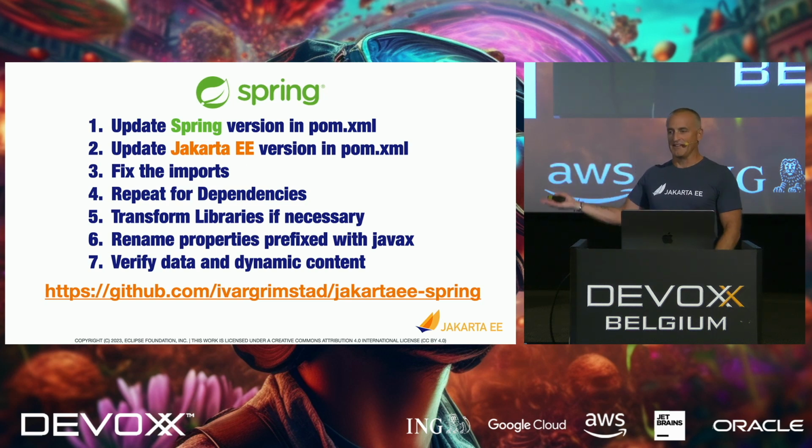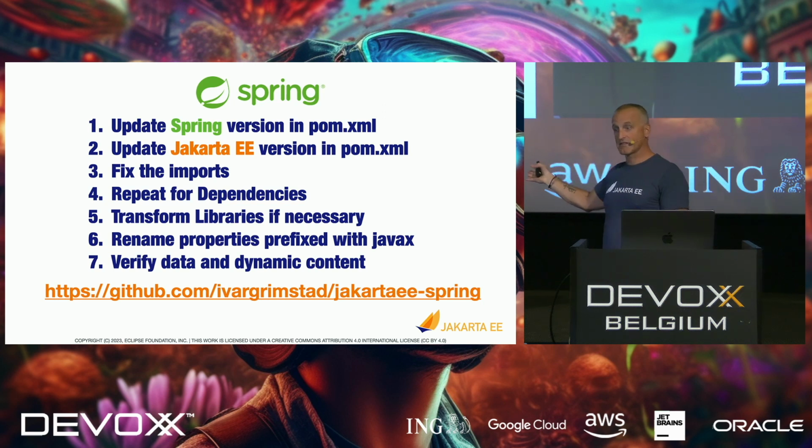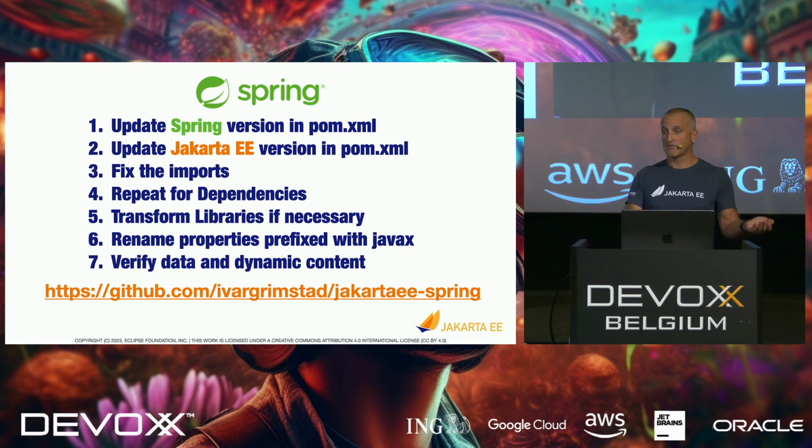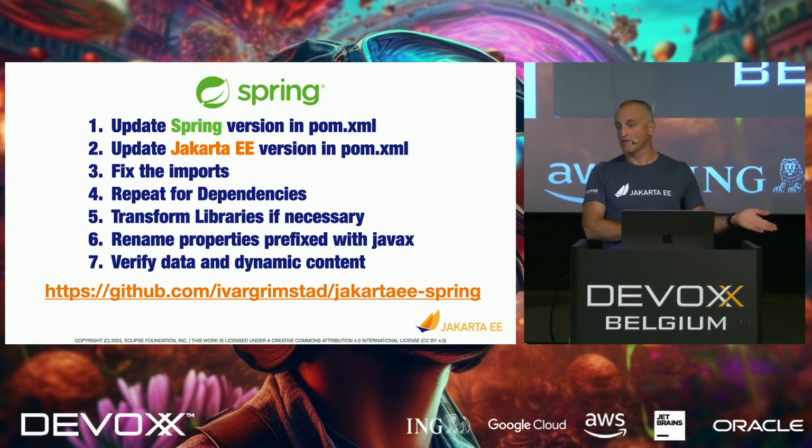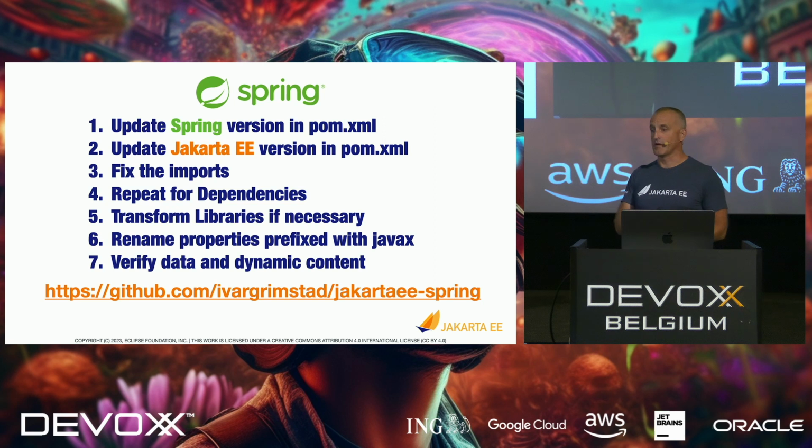The steps to upgrade your Spring applications would be somewhere along these lines: up the Spring version in the POM XML, up the Jakarta EE versions, fix imports, repeat for dependencies, transform libraries if necessary, rename properties if you have any javax stuff, and verify the data and dynamic content if you have.